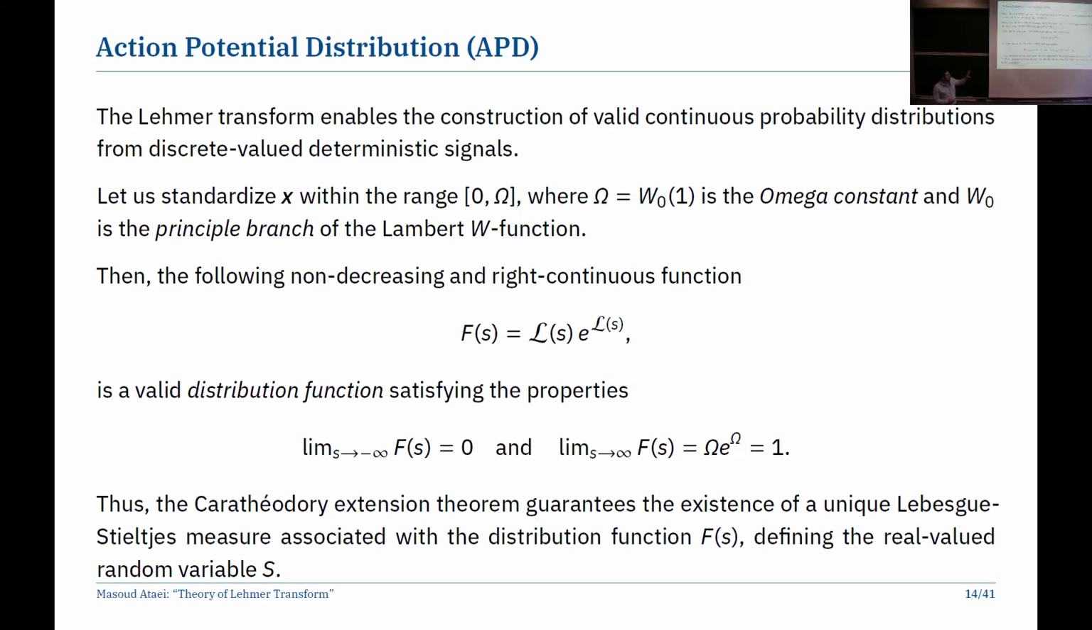So what we have satisfies three properties of distribution function. So f of s is a valid distribution function. And we can assign a real valued random variable s whose CDF coincides with this distribution function. We call this action potential distribution, or in short, APD. APD is a distribution over the solvency moments, and it assigns probability over signal energy over the different solvency moments S.